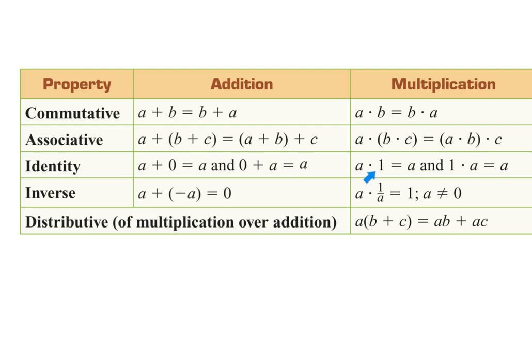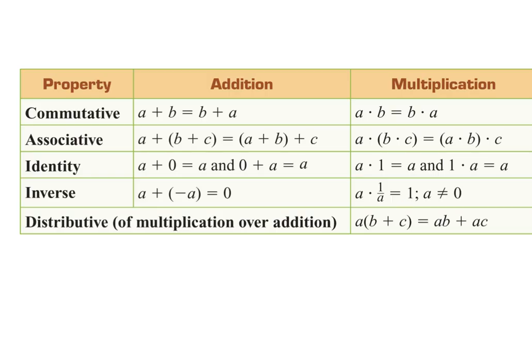The identity property for multiplication is basically the same, but of course you are multiplying by 1 when you don't change the identity. The inverse property for addition says that if you add any number to its inverse, you're going to get 0. And in multiplication, if you multiply any number by its multiplicative inverse, also called its reciprocal, then you will always equal 1.